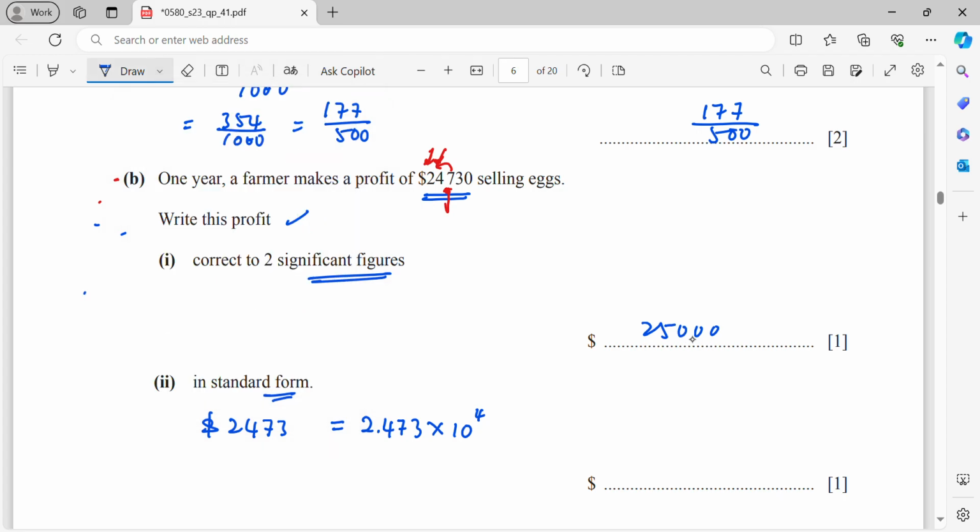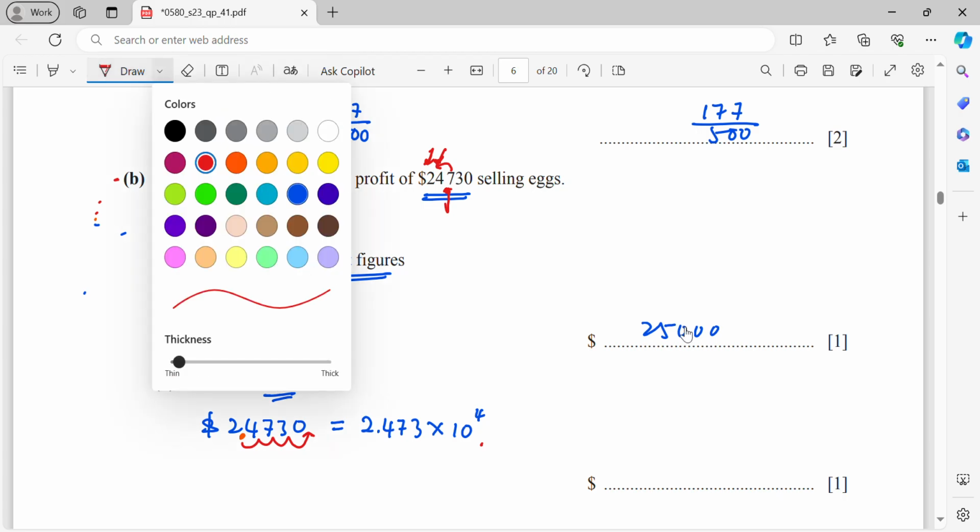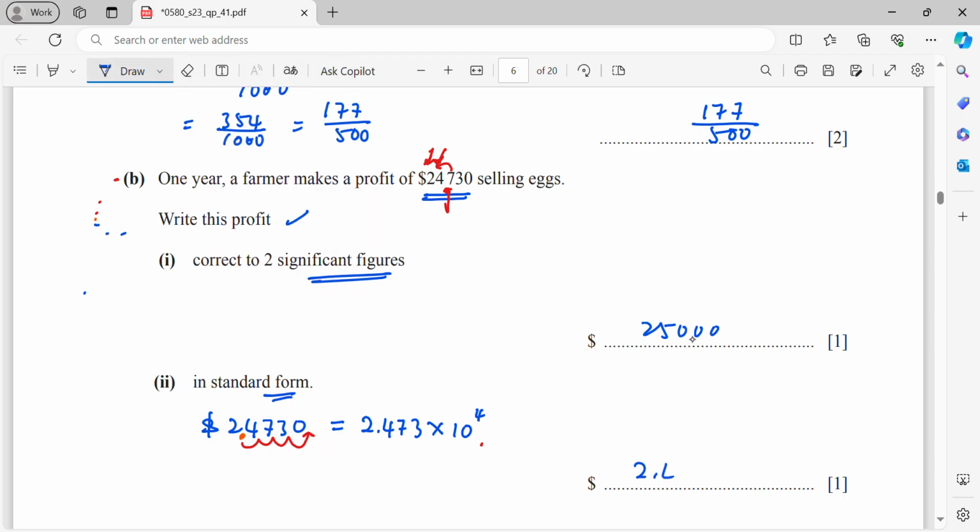For the standard form, we always leave our answer with one digit before the decimal point. Then you move this dot 1, 2, 3, 4. Therefore, 10 power 4. So it will be 2.473 times 10 power 4. So this is our standard form.